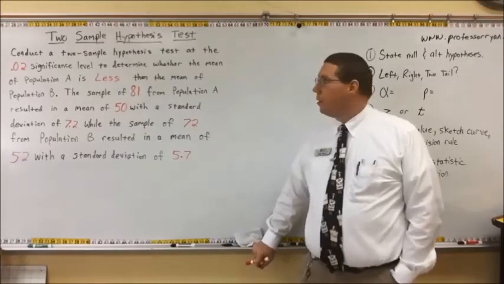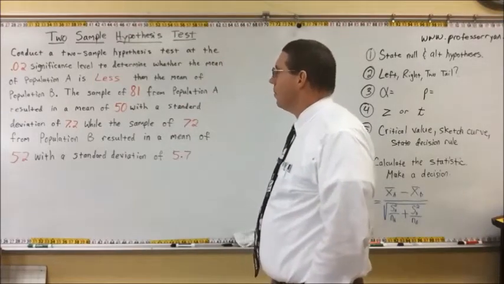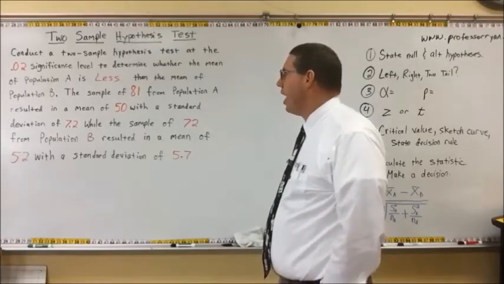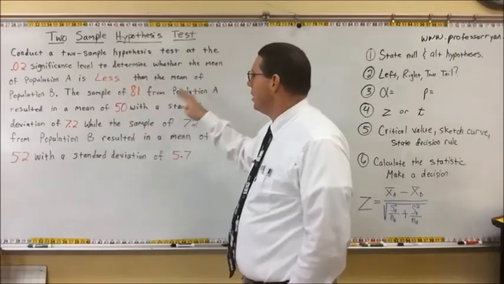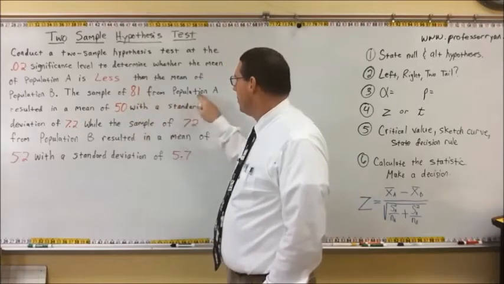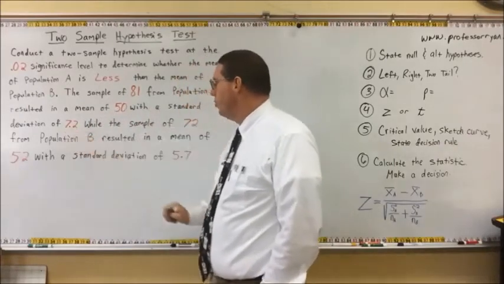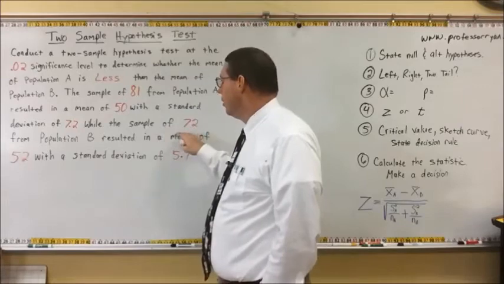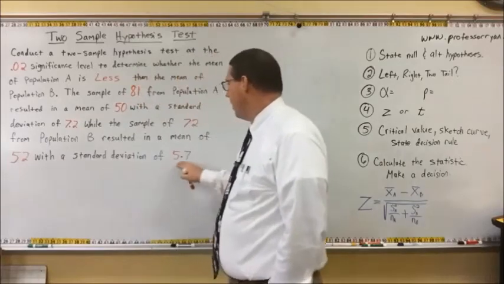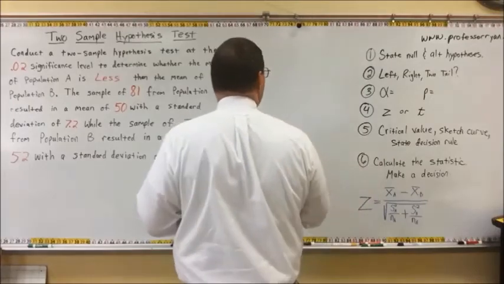All right, let's try this example, two-sample hypothesis test. It says conduct a two-sample hypothesis test at the 0.02 significance level to determine whether the mean of population A is less than the mean of population B. The sample of 81 from population A resulted in a mean of 50 with a standard deviation of 7.2, while the sample of 72 from population B resulted in a mean of 52 with a standard deviation of 5.7. Okay? All right, so we're going to state the null and alternative hypotheses.